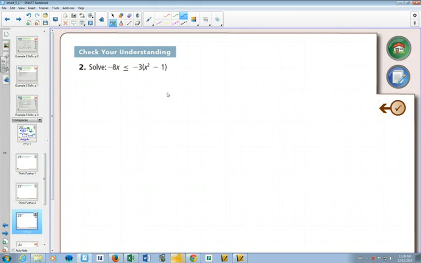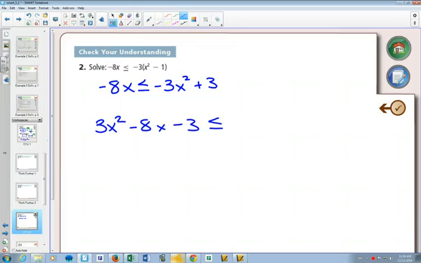So again, we have a quadratic inequality. If I distribute that negative 3, I get negative 8x less than or equal to negative 3x squared plus 3. I'll make one side equal to 0. I'm going to move everything to the left side. So I'm going to add 3x squared to both sides. I'm going to subtract 3 on both sides. That makes one side equal to 0.